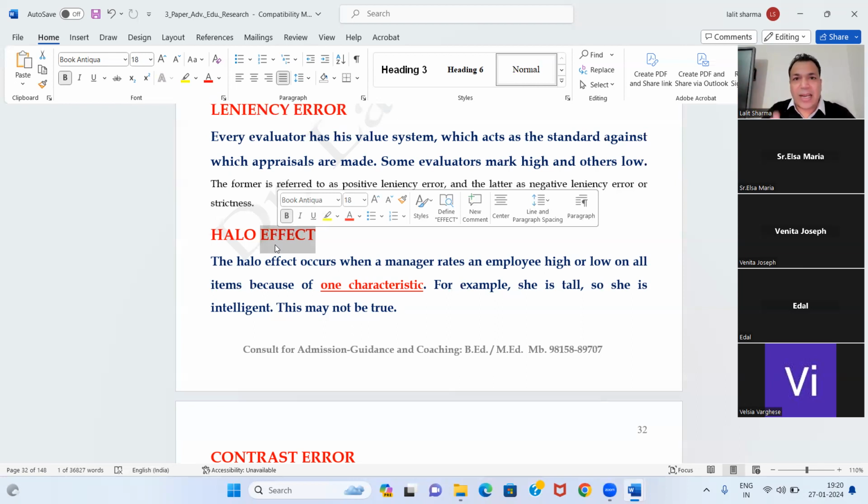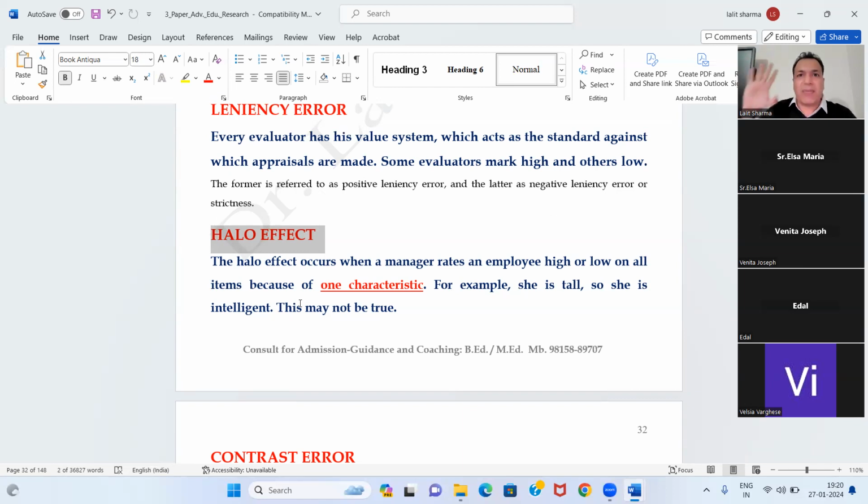एक होता है हेलो इफेक्ट, एक सेकंड होता है हॉर्न इफेक्ट. हॉर्न इफेक्ट मींस कि स्टूडेंट इज डूइंग very good in the test, but due to any of his or her negative effect, negative characteristics, you give the less marks. This is called the horn effect.